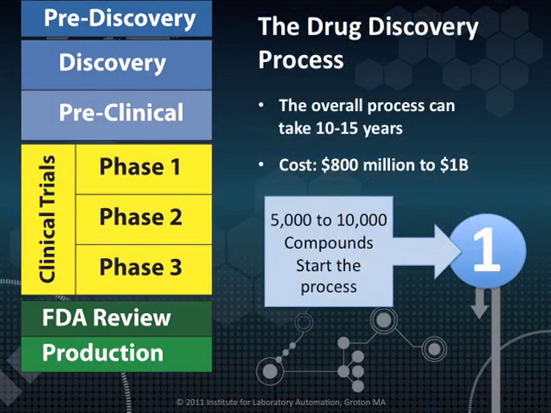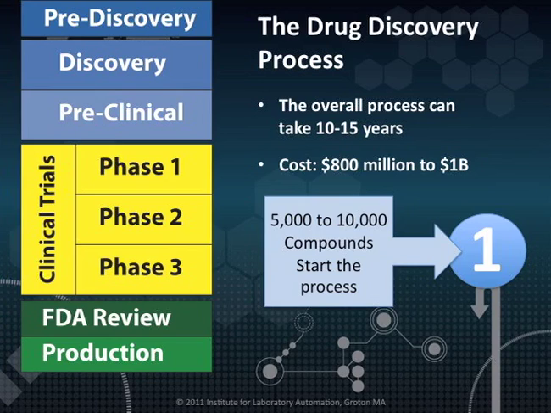The overall process can take from 10 to 15 years from the time the pre-discovery phase begins until a product is ready for market. Given that patent protection is only 20 years, this gives a manufacturer a very short time to generate income.